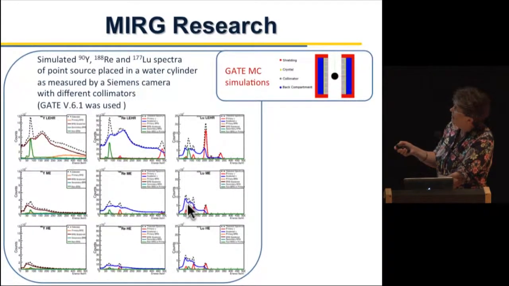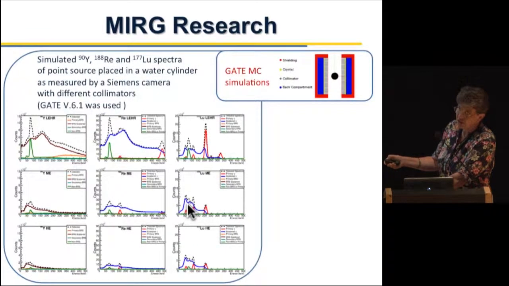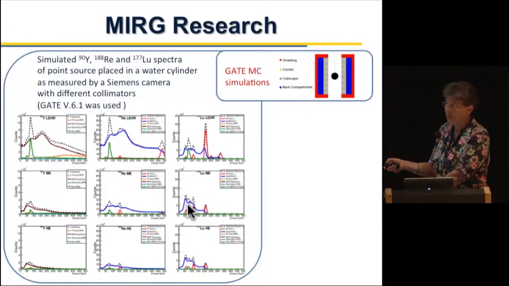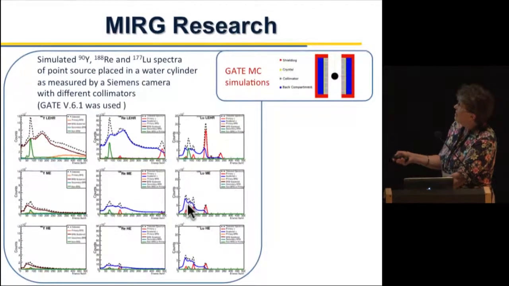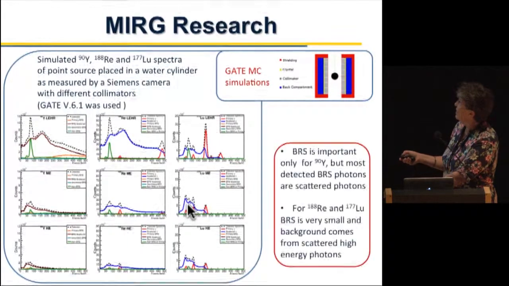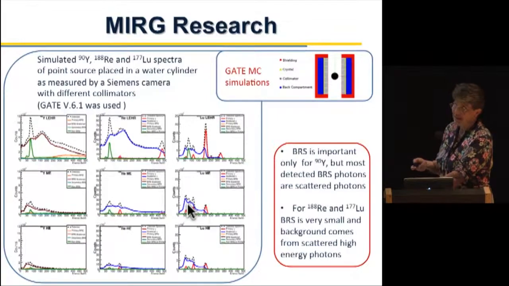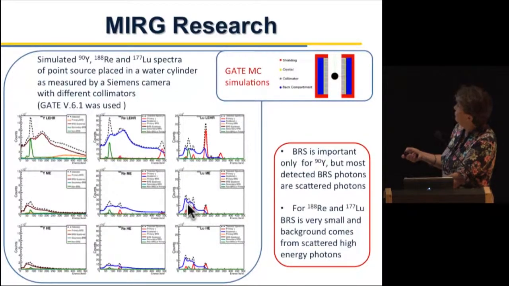On the other hand, for yttrium, we see that primary Bremsstrahlung is mostly here. This green peak is actually scattered in the collimator. Those are X-rays from lead. So this all allows us to investigate the spectra and to optimize conditions for imaging.